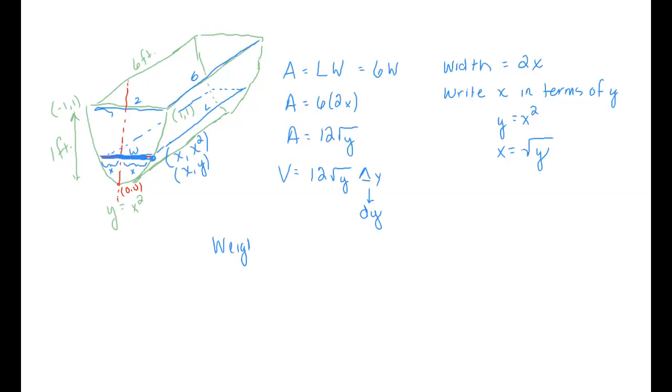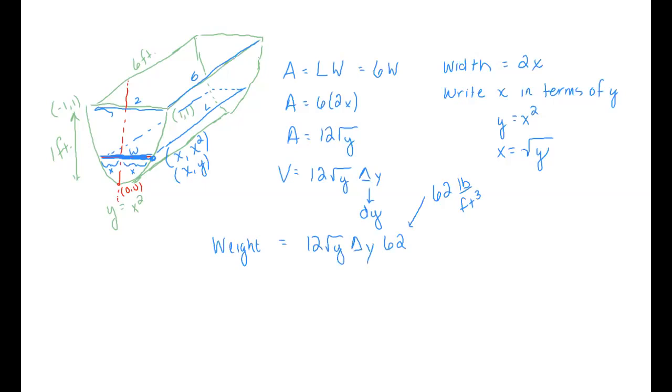So our weight piece looks like 12 root y, the square root of y, or delta y, times the weight density of water, and they wanted you to use 62 on this one, right? I think. Yeah, they didn't say 62.4 this time. They said 62 pounds per cubic foot. So this is our 62 pounds per cubic foot.